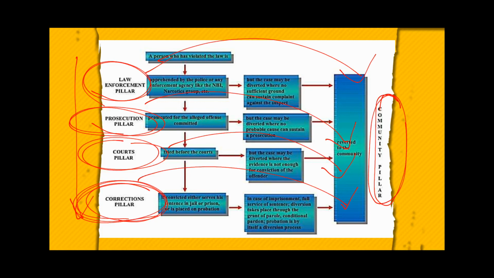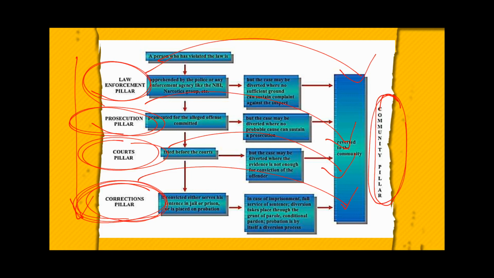So that's the reason why some of our jails are super congested, because some of them are really just waiting for their arraignment. And just imagine, while waiting for your arraignment, you're not really convicted. So some of them could have just been suspects, but are actually innocent. And they've spent bad time in jail already.